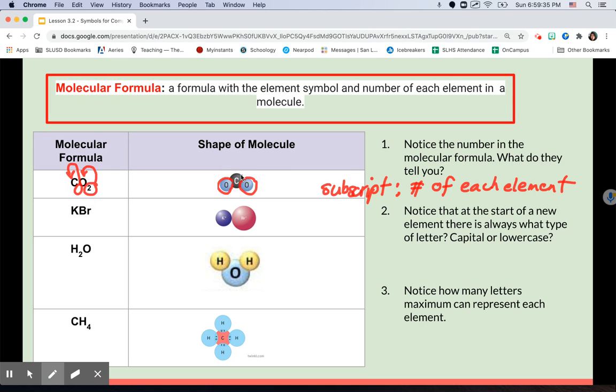Now, notice next to C there is no number, but that doesn't mean that there aren't any C's, right? You can clearly see that there is a C or a carbon here, and that means you just have one carbon, right? It's implied that there's only one carbon, so we don't even need to write the number 1.